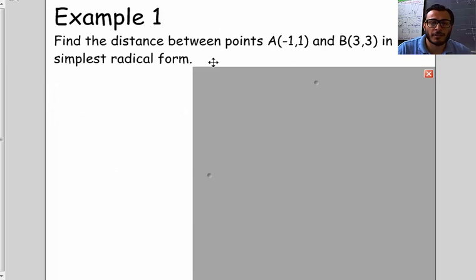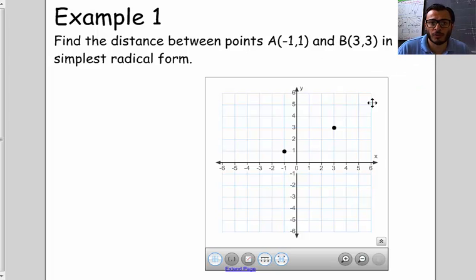Alright, so here is our first and only example for this video. It says find the distance between points A and B in simplest radical form. So what we want to do is graph the 2 points. In this method, in order to find the distance, you need graphing paper. So you're going to graph your 2 points. Point A is here, (-1, 1), and point B is here, (3, 3).